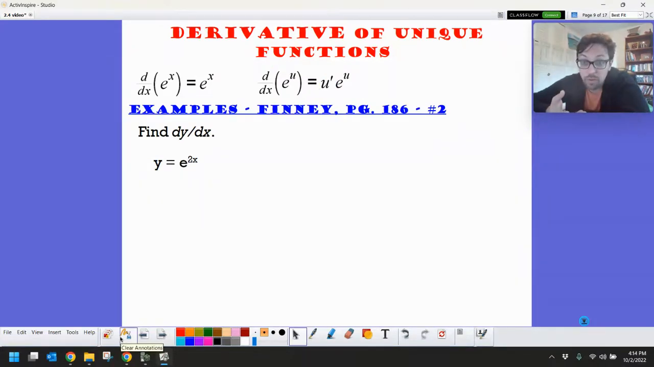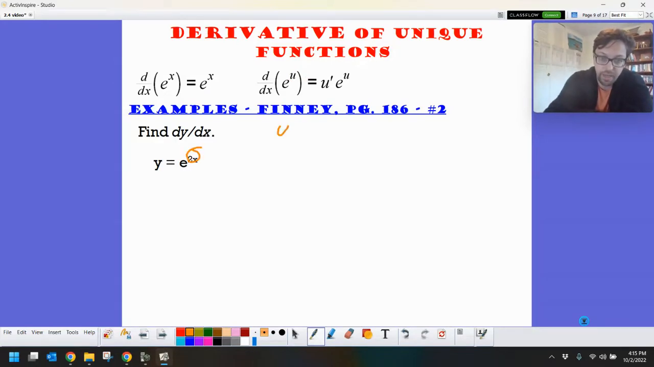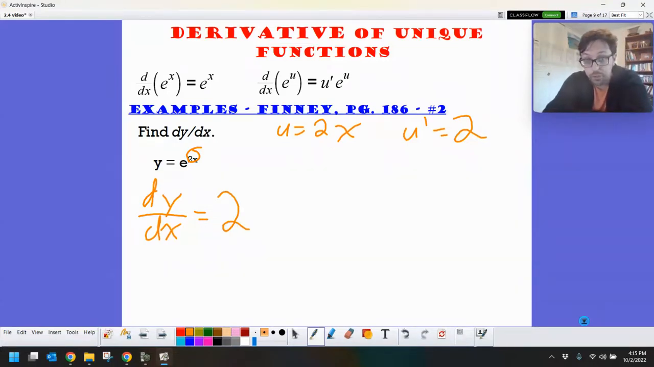The only thing that we have to worry about is if there happens to be stuff inside of our e to the x function. We do the derivative of whatever that exponent is, and then just e to the u. So in this case, our u, the thing on the inside there, is that 2x. And then we find, what is the derivative of that thing? Well, it's just 2. So y prime, or dy over dx in this case, means the same thing, is u prime, which is 2, and then e to whatever u is, in this case, 2x. And that's our derivative.